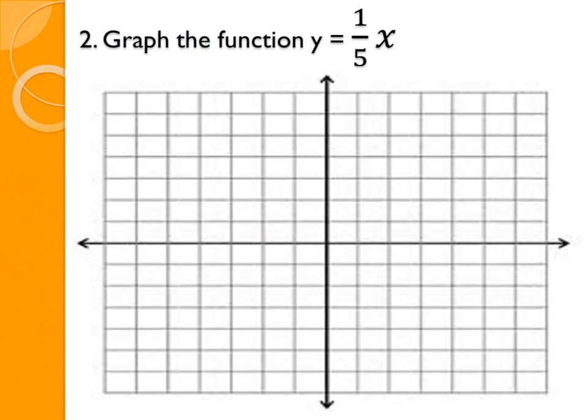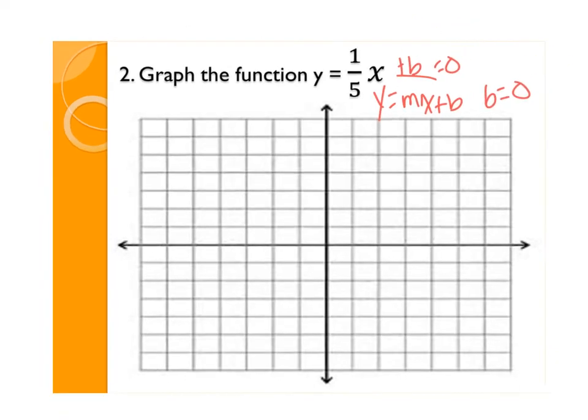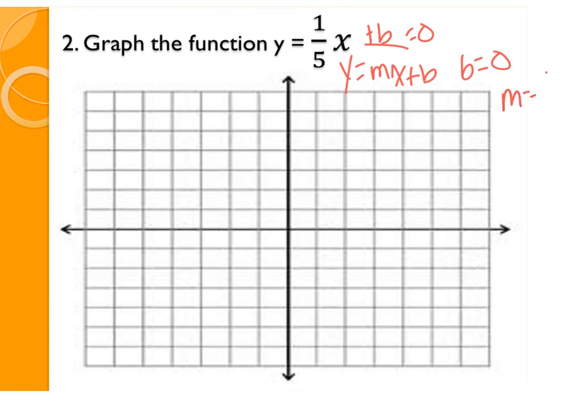Okay, graph the function y equals 1/5 x. Notice there is no b. Your b is missing because remember y equals mx plus b. When your b is missing, it's going to be 0. So your b equals 0, and your slope's going to be 1 over 5. So plot your point at 0. I'm going to rise 1, and then go 1, 2, 3, 4, 5. Then down 1, and left 1, 2, 3, 4, 5. And draw your line.